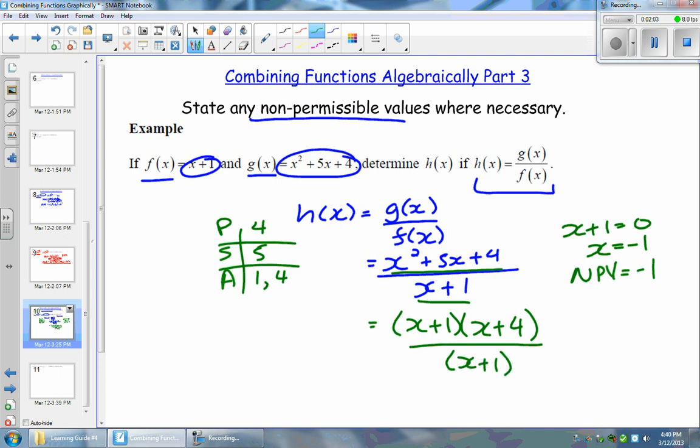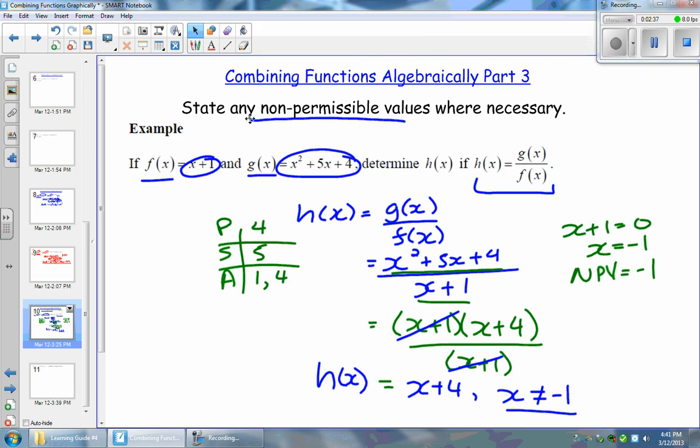You may recognize already that we have a common factor on the top and the bottom. That common factor is x plus 1. If we cancel it out, we get a final expression for h of x. It's going to be equal to x plus 4. And don't forget to state your non-permissible values: x plus 4, where x cannot be equal to -1, because that's a non-permissible value. Just be aware that when you are dividing functions, you may have some non-permissible values, and it's really important to state those.